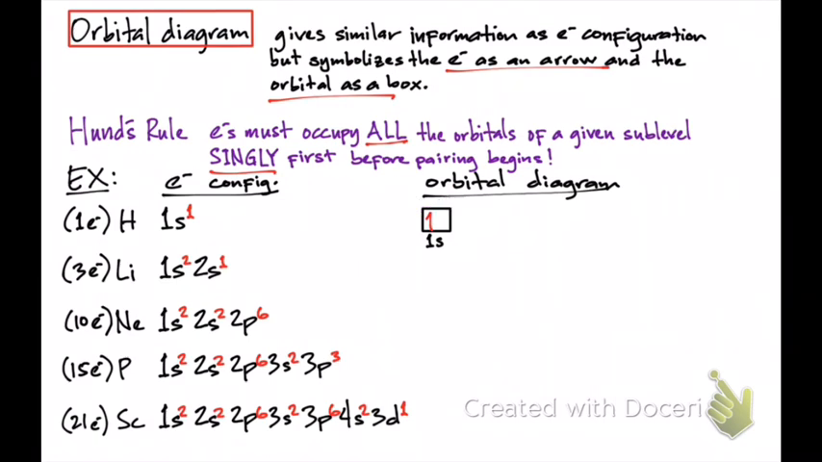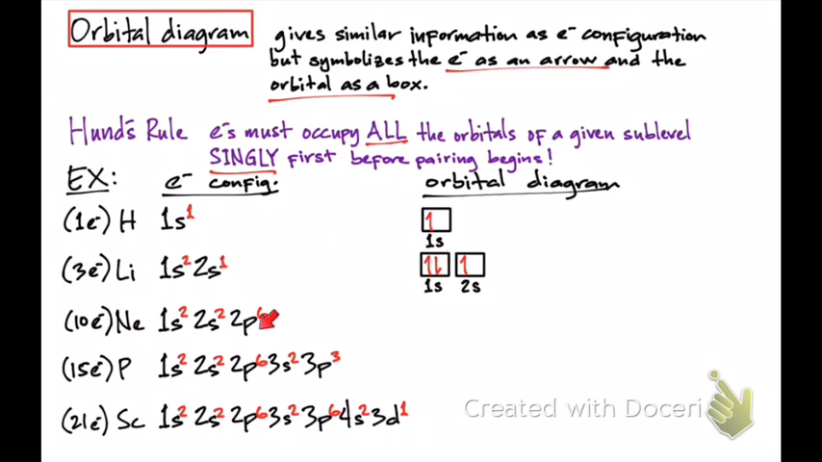Okay, so now let's look at lithium. Lithium would have 1 box for 1s and then another box for 2s. The first box contains 2 electrons, so you would put 1 electron that's spinning up and then another electron that's spinning down. And then we do the same thing for the 2s. You have 1 electron in that 2s, so you put 1 electron that's spinning up in this box. So this is the orbital diagram for lithium.